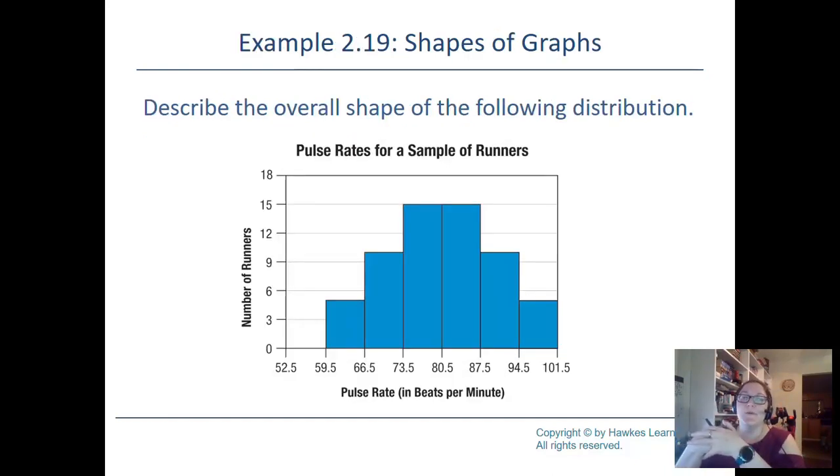Okay, so let's look at this beautiful graph and let's talk about the overall shape. Let's describe it. So the first thing I notice is it's not perfectly straight across the top, right? So we can rule out it being uniform. But I do notice that it's kind of even on both sides. It's not perfectly even, but it's pretty close, it looks like. So because of that, they almost look like mirror images of each other. This would be where I would say this is our nice, lovely symmetric.